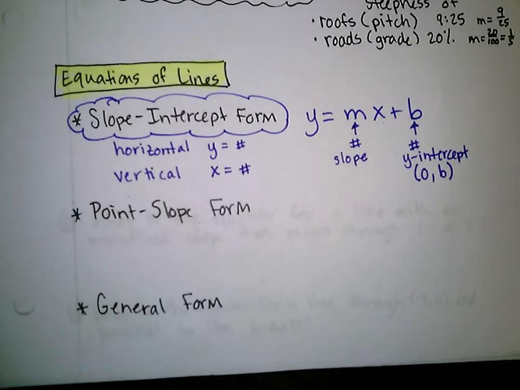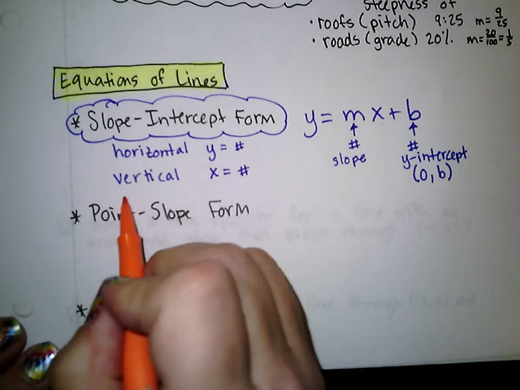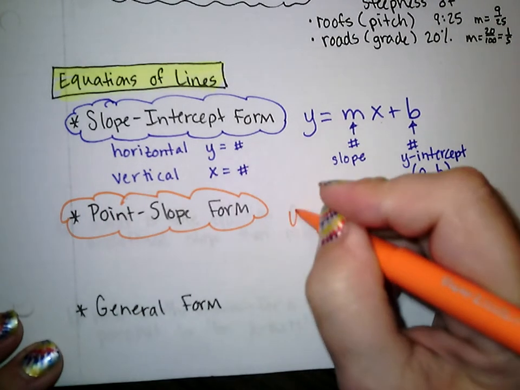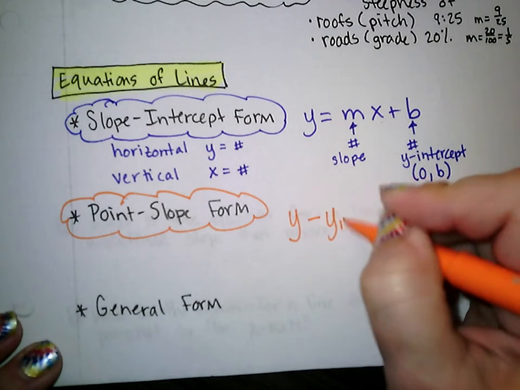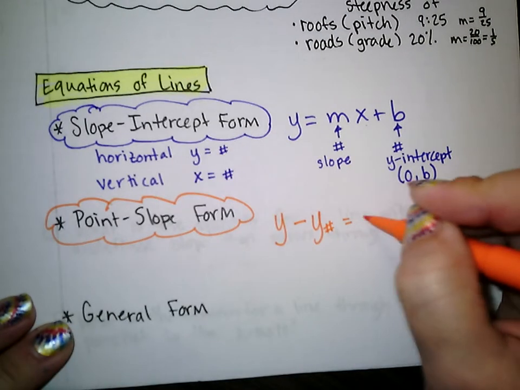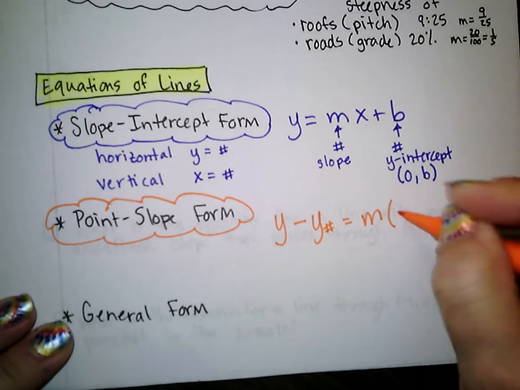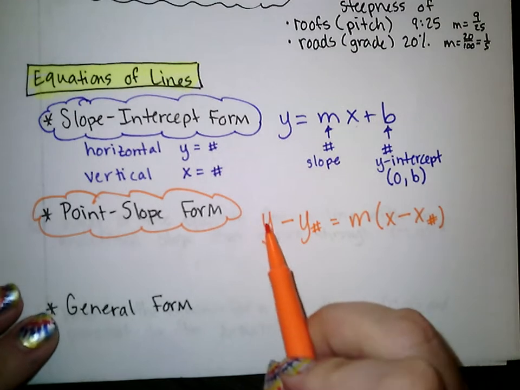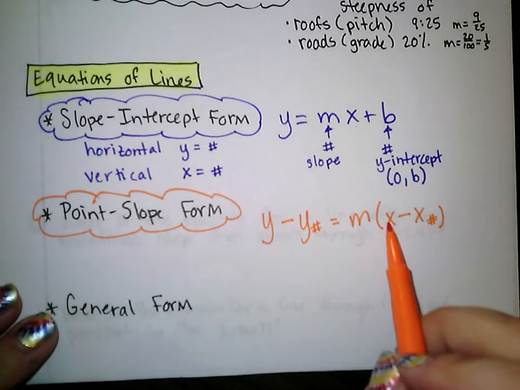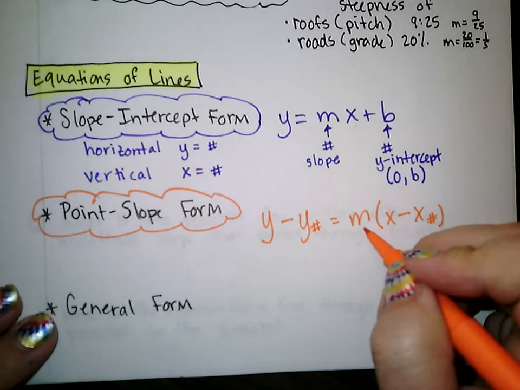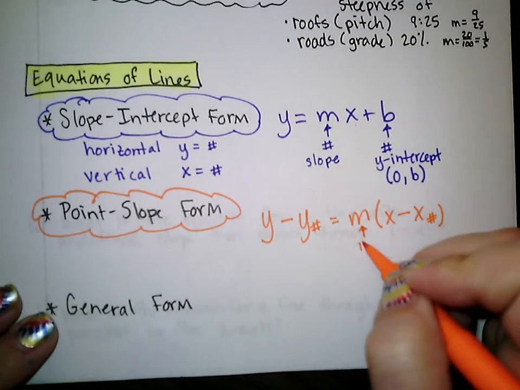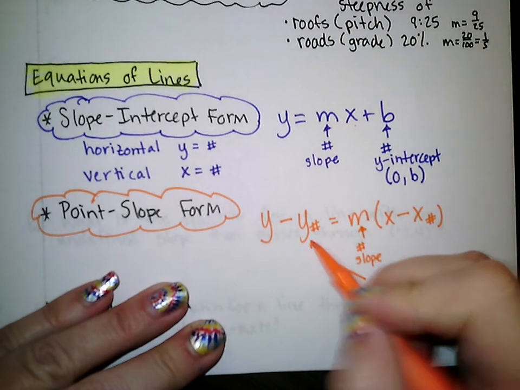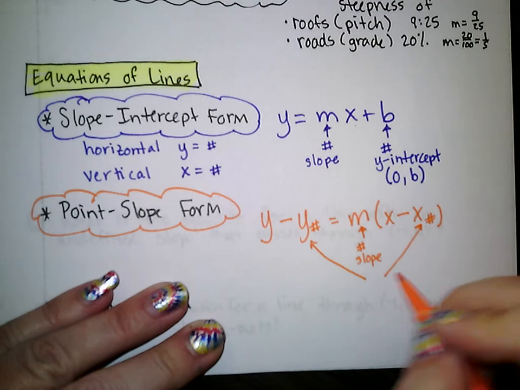Then we have point-slope form. Point-slope form is going to be y minus some y number equals m, which is the slope, times x minus some x number. So again, you're going to have two variables left in your equation. You're going to have a y and an x. Everything else will be a number. The m is still the slope, but then the x and y numbers make a point on the line.